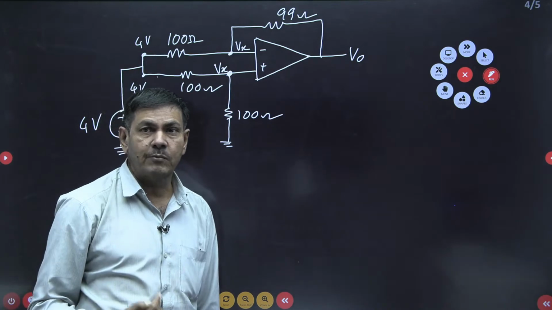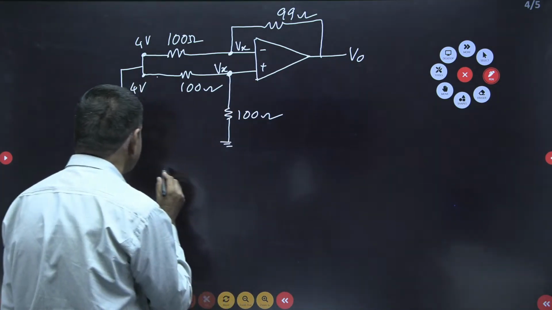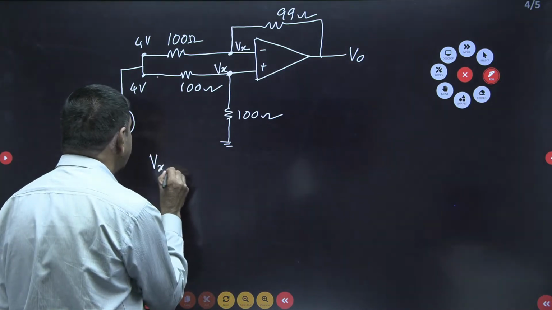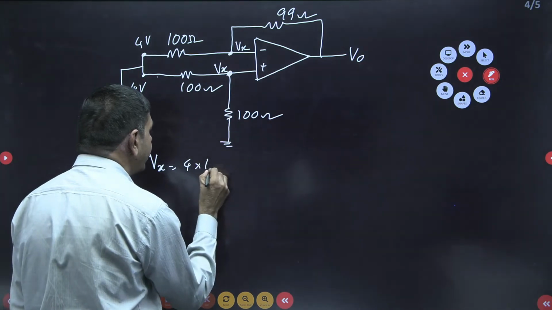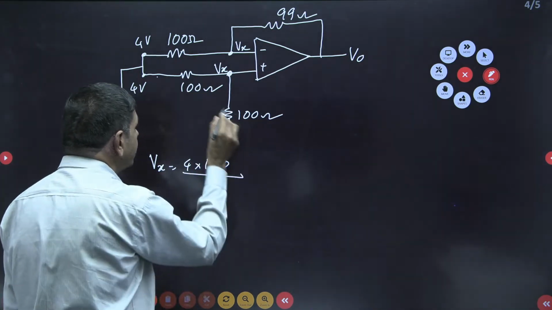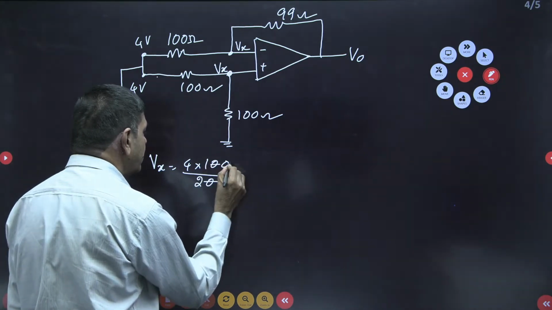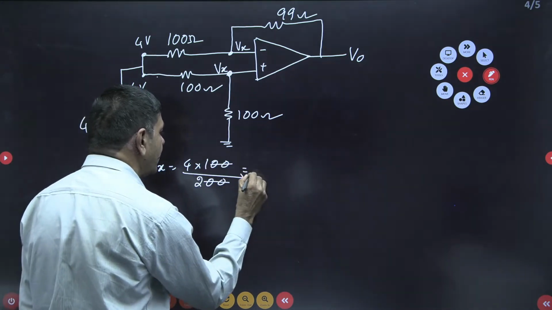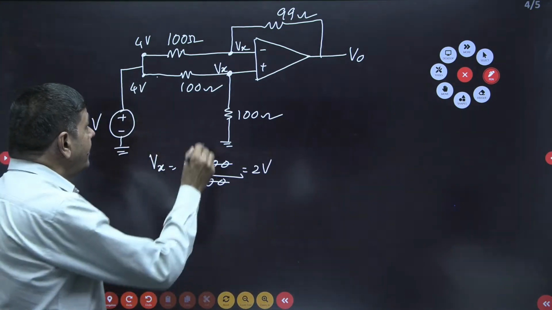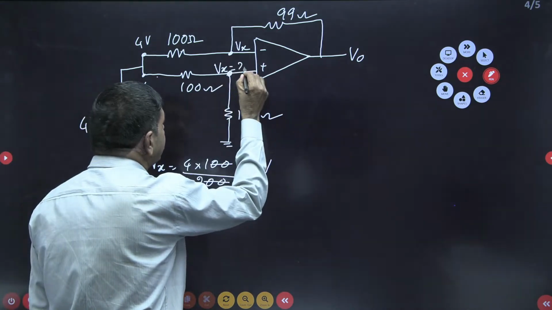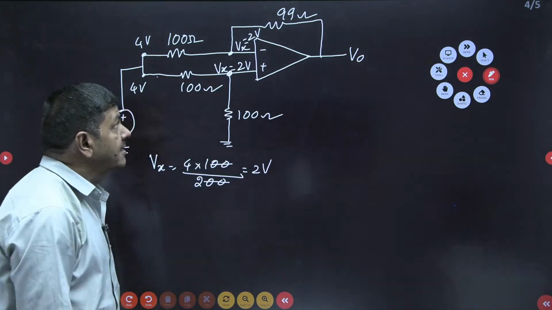So by using the voltage divider formula, I can find the voltage across this 100 ohms. Vx is 4 volts into 100 by 100 plus 100, which is 200. I can cancel the zeros, and I am finally getting 2 volts. If this voltage is 2 volts, even this voltage is also the same 2 volts.